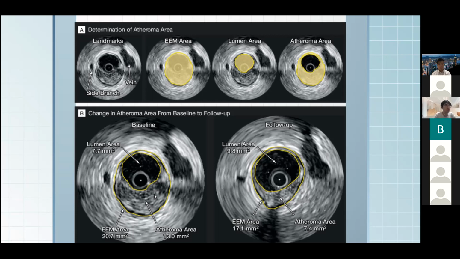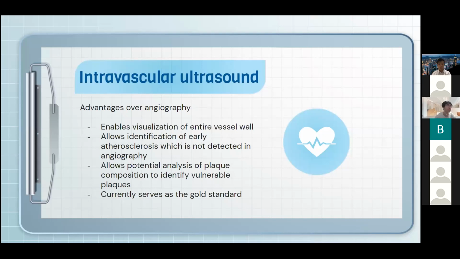And with this, you can identify lesions that are otherwise absent on angiogram, and you can perform the adequate interventions in those areas. So the advantages over angiography is that it allows better visualization of the entire vessel wall, especially the contents inside. It allows the early identification of early atherosclerosis, which is not detected in angiography.